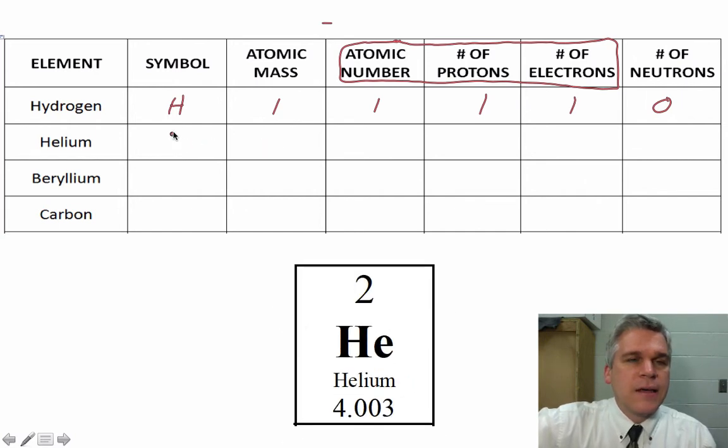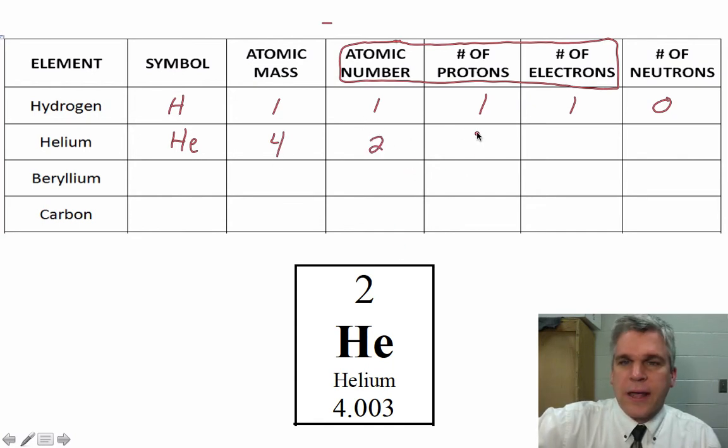Let's take a look at helium. Helium is He. It has an atomic mass rounded to 4. The atomic number is 2. So it has 2 protons, 2 electrons. Those numbers are always the same. How many neutrons? 4 minus 2 is 2.